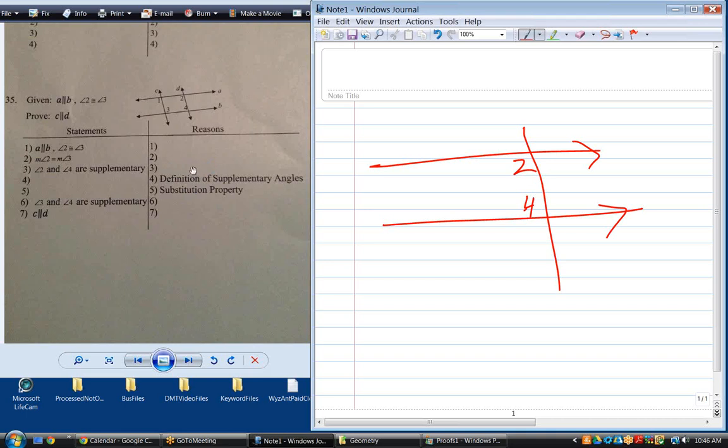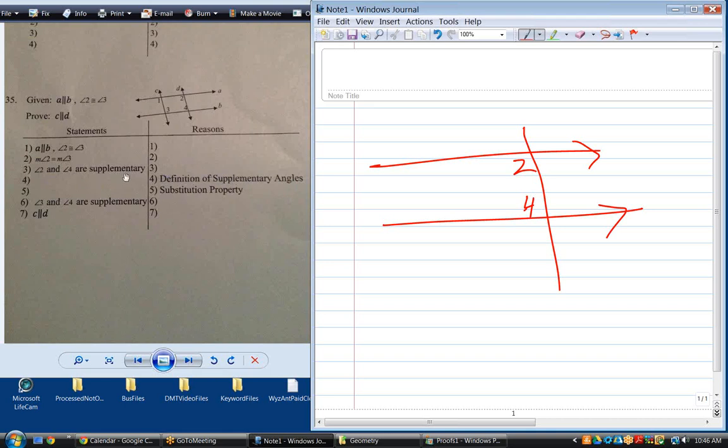Okay. In fact, that's the first reason, the parallel theorem. I think I lost a step here. Okay, let's look at 4. It says the reason is definition of supplementary angles.